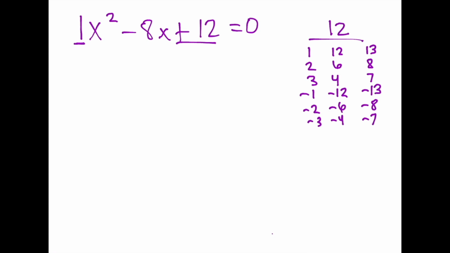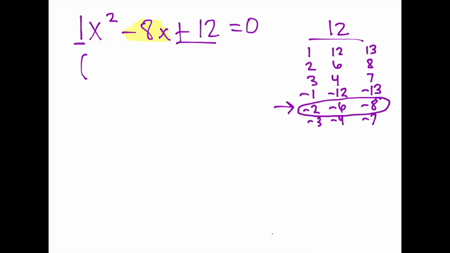Our goal is to split up this negative 8x. So we want two factors whose sum is negative 8. If you notice, our negative 2 and negative 6 sum was negative 8. So we're going to use these two factors.